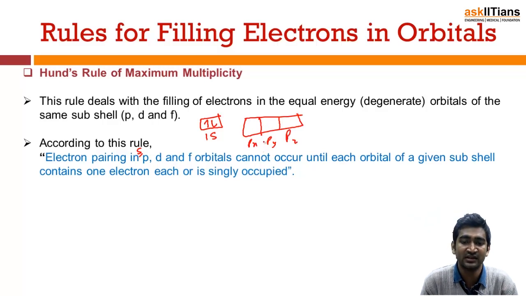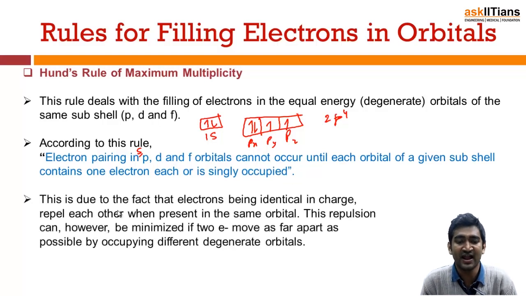For this case, if my first electron comes here, then where will my second electron come? If I have 2p4, where will my second electron come? My second electron will not come here. My second electron will first come here, then the third will first come here, and then the fourth will come here. So this is the rule that it will pair up only when every orbital is singly occupied.